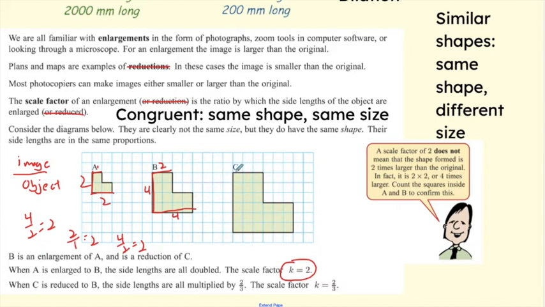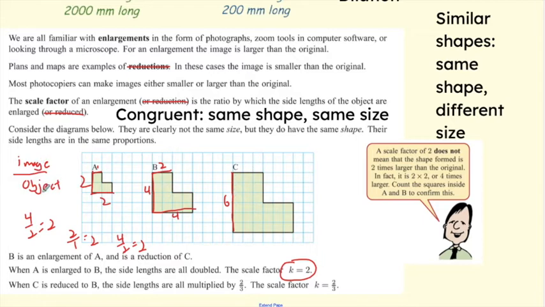Okay, what if we wanted to go from C to B? What if we wanted to go from this big one down to a small one? So we need to enlarge it, but by what? Well, we know this side is 4. Okay, 1, 2, 3, 4, 5, 6. So this big side is 6.